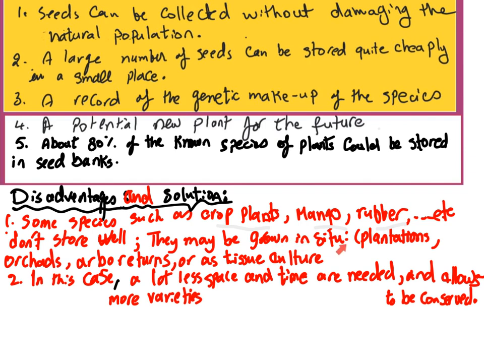they may be grown in situ instead. So we can keep them in plantations, orchards, or in tissue culture, but leave them in situ, don't remove them from their habitat. In this case, a lot less space and time are needed and it allows more varieties to be conserved.